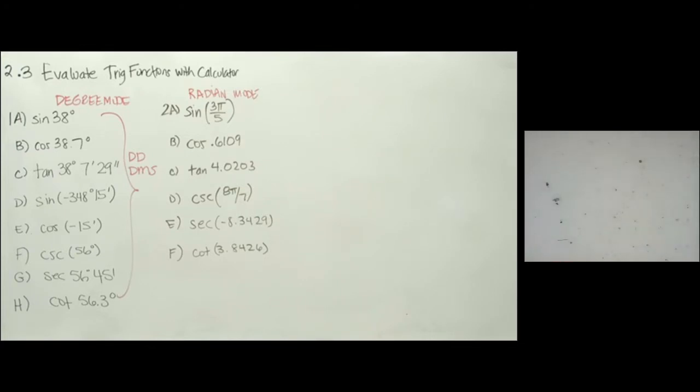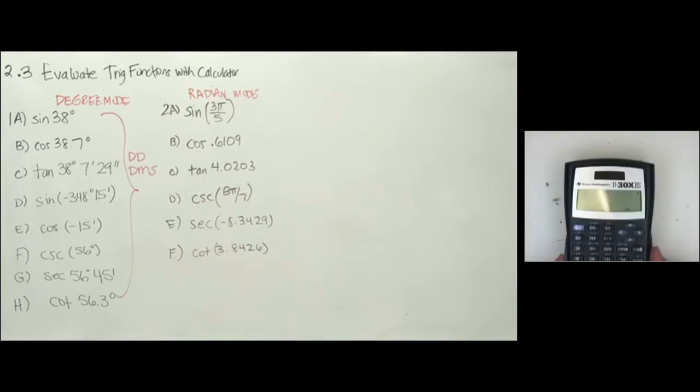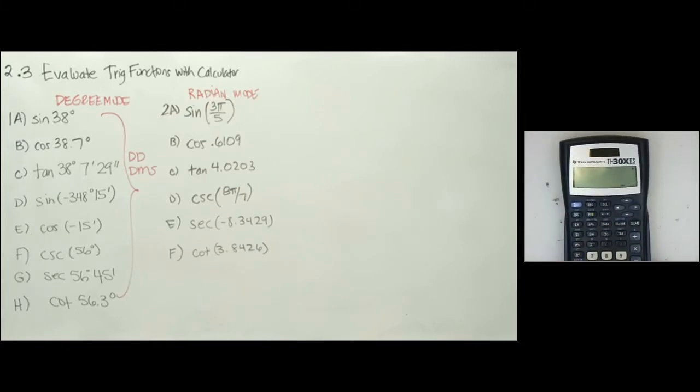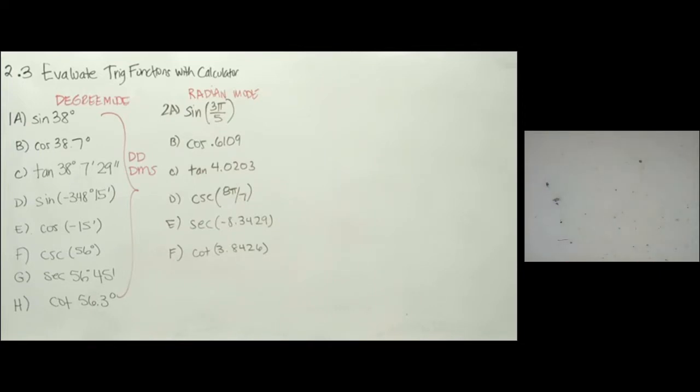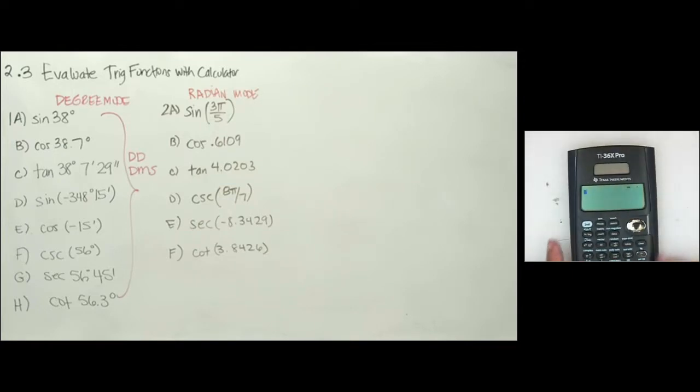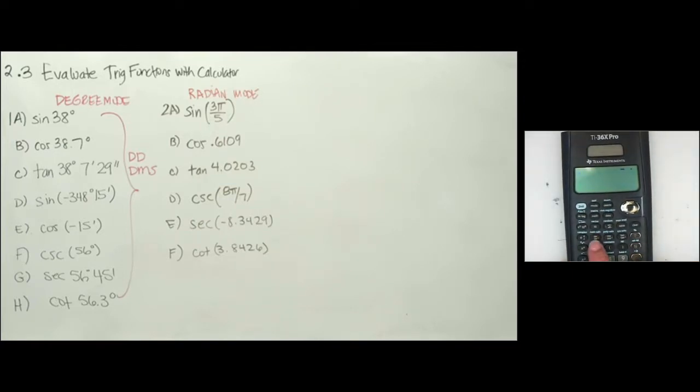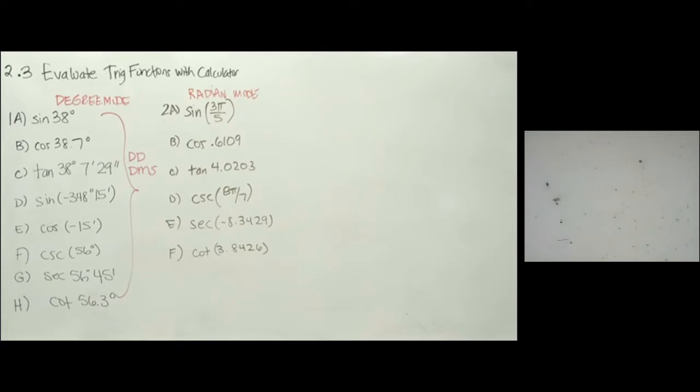Now here comes the problem. Now let's do the 3 reciprocal functions. Well, sweeties, if you look very closely on both calculators, the TI-30 has a sine button, a cosine button, a tangent button. That is it. On the Pro, there is a sine button, a cosine button, a tangent button. That is it. There are no buttons for cosecant, secant, or cotangent.